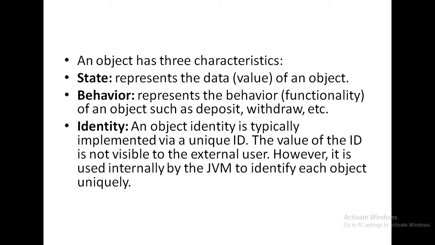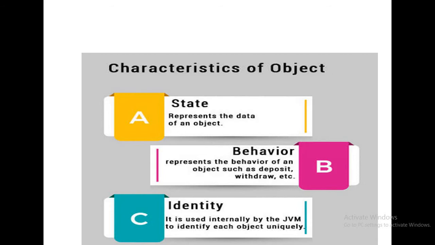So state means the variables or data members of an object. Behavior means the member functions or methods of an object. Identity means you can consider the ID of an object. So these are the characteristics of the object. First is the state. It represents the data of an object. Second one is behavior. It represents the behavior of an object such as deposit, withdraw, etc. Third one is the identity. It is used internally by the JVM to identify each object uniquely. Okay.